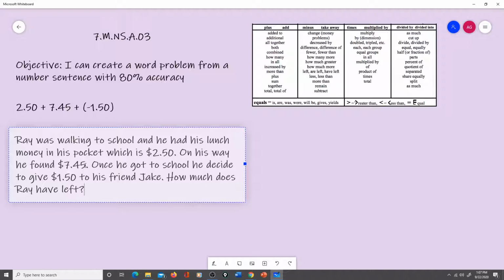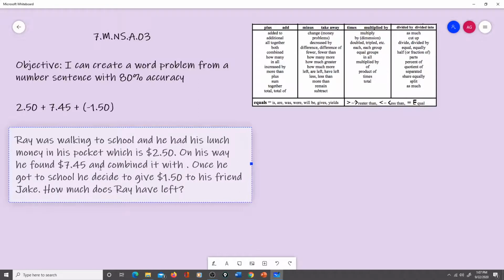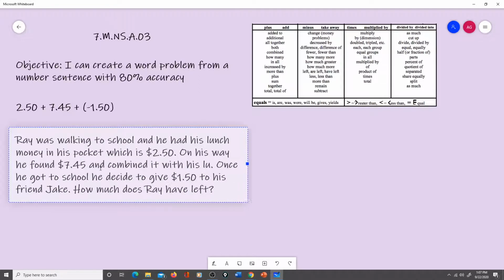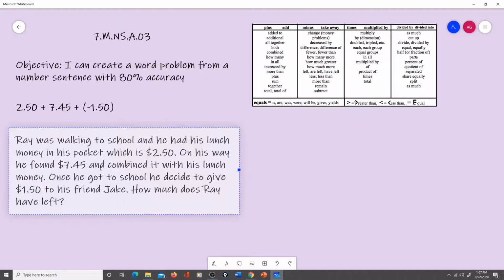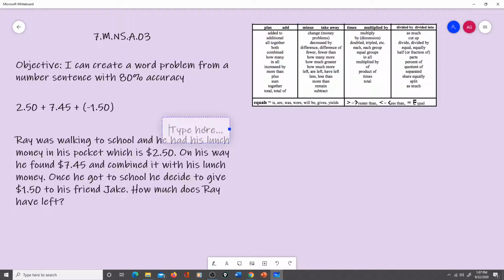Okay, on his way he found $7.45. Maybe we should add something to this, and combined it with his lunch money. Okay, so that tells us we're doing some adding. And then there we go. I have a word problem now that matches my math sentence. So that's really nice. Okay. Let's take a look at another one. Let's do another example here.